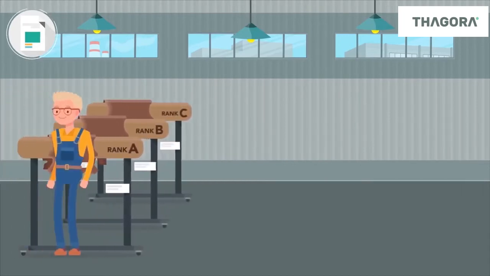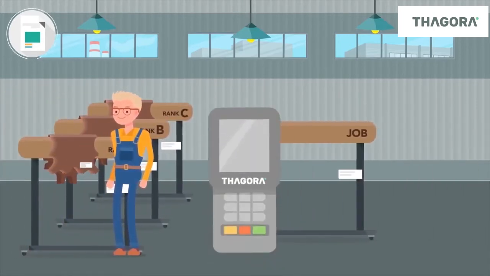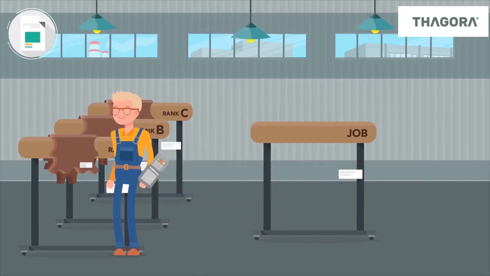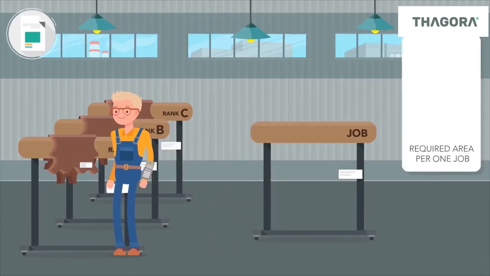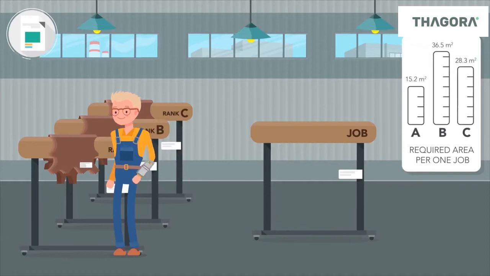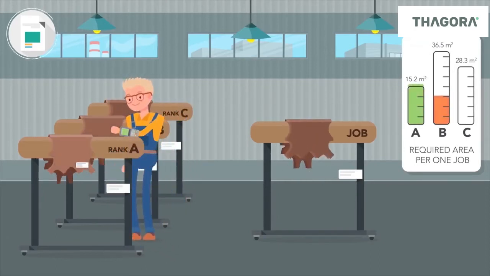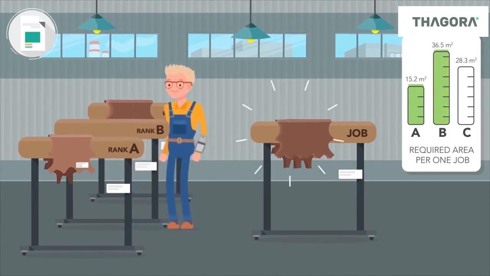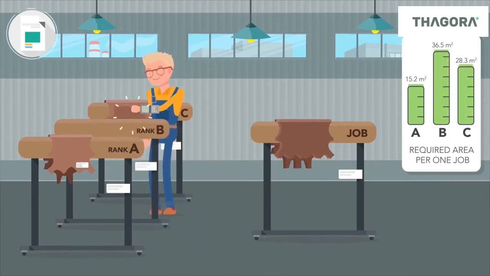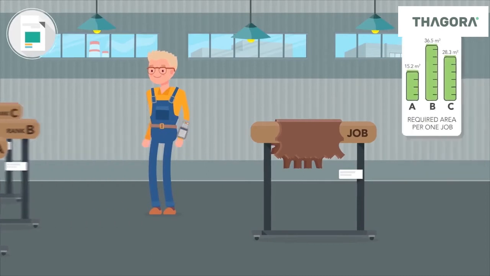After the orders are processed, the pick jobs are sent to a mobile barcode reader device. Each job indicates the required hide area per rank. The operator picks the hides by scanning the barcodes until the required quantities are met. The picked hides for one job are stored on a horse and sent to the cutter's area.